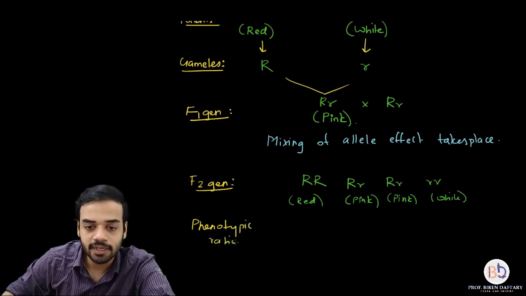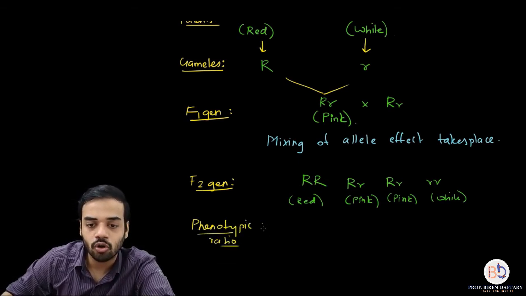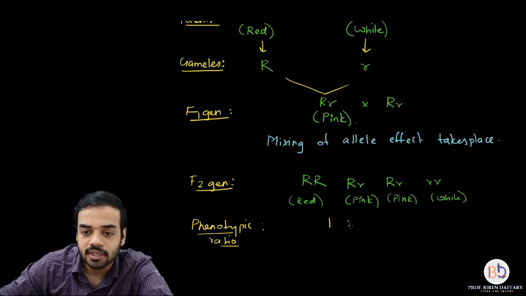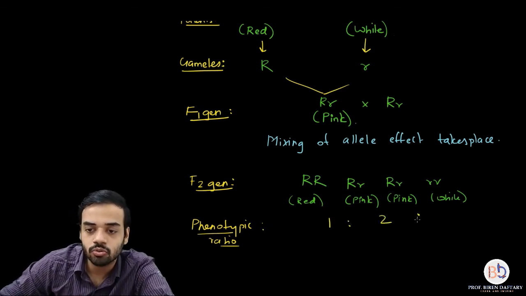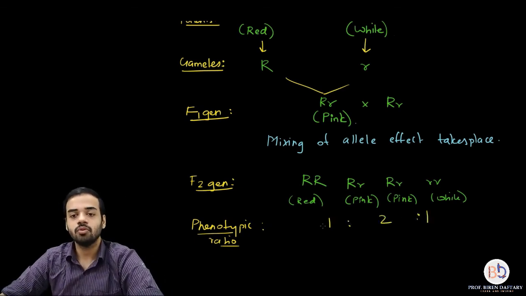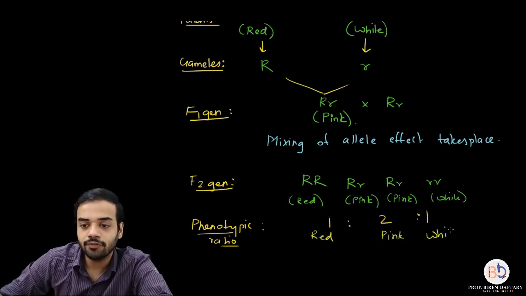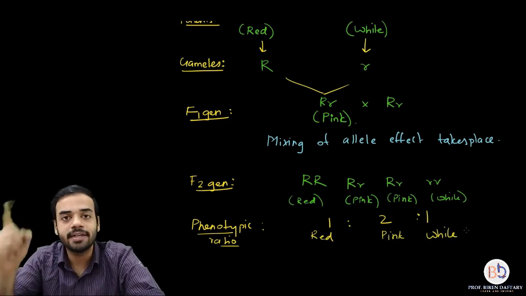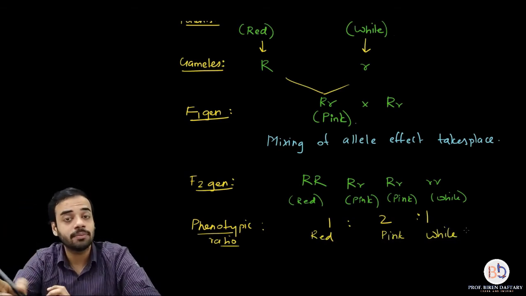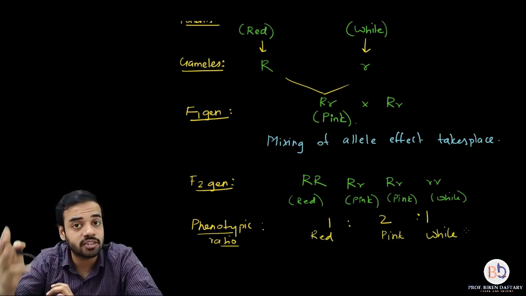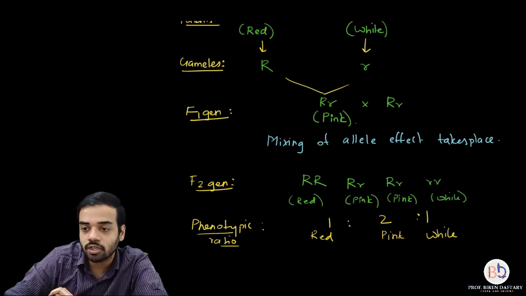So the phenotypic ratio in the case of incomplete dominance is 1:2:1. Okay, and here I am going to write down red is to pink is to white. If you remember, in the case of Mendel's first law of complete dominance, the phenotypic ratio was 3:1, but here it is 1:2:1. What will be the genotypic ratio?